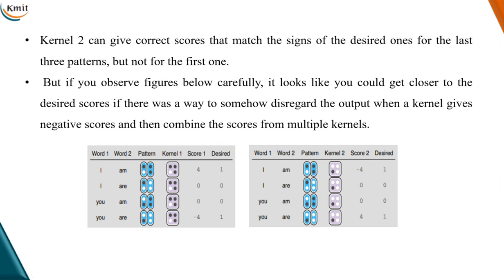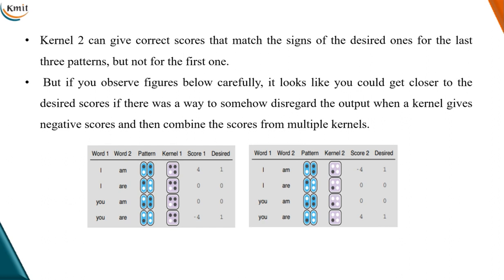-4. But if you observe these two figures very carefully, it looks like we could get closer to the desired scores if there is a way to somehow disregard the output when a kernel gives negative scores and then combine the scores from multiple kernels.